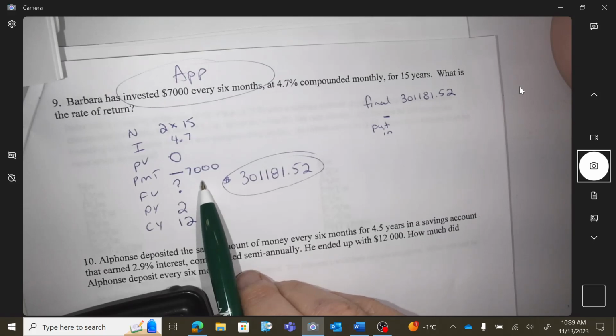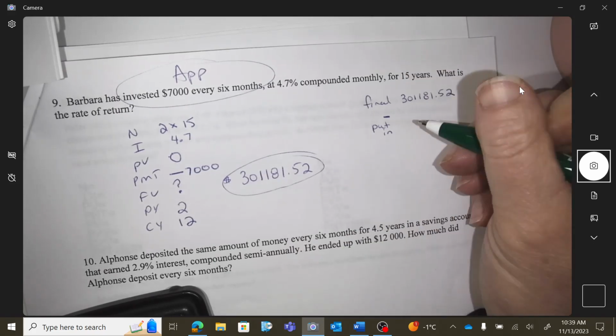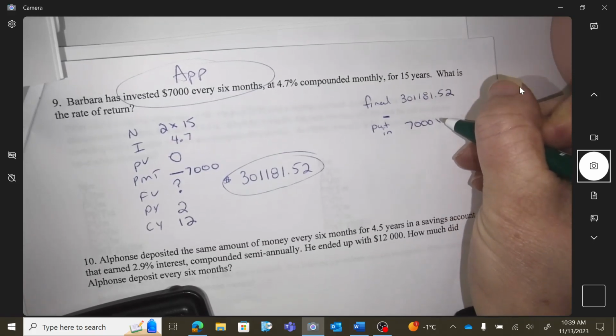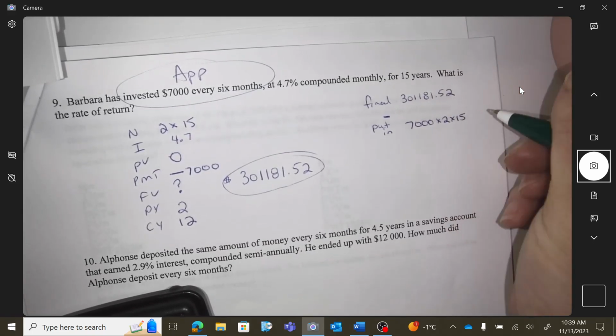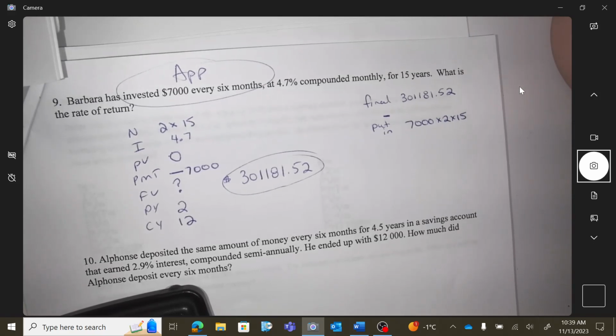How do I figure that out? Well, we put in 7,000, but how many times did we do that? Twice a year for 15 years. So I get people who tell me that they put in 7,000. That's not what you did. You put in 7,000 a bunch of times.